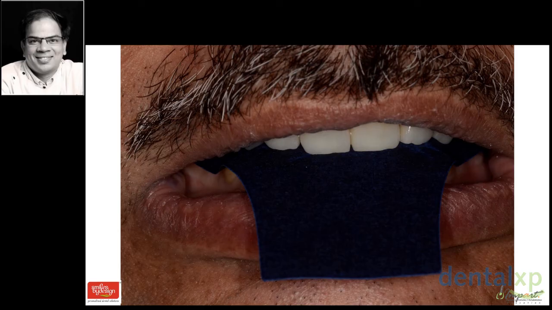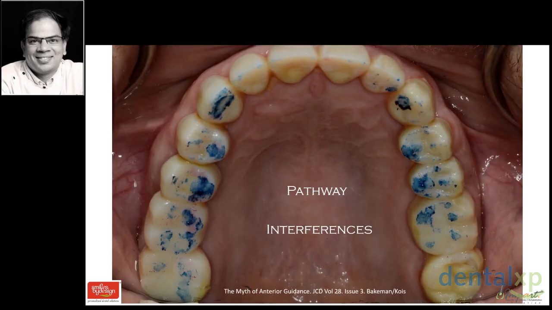But this is not what we need to do in our patients. We need to make them chew the papers so that we get the correct contacts. And that's the chewing pathway interferences. The article listed below by Beekman and colleagues is a landmark article on this particular subject of the myth of anterior guidance and how these pathway adjustments have to be done.